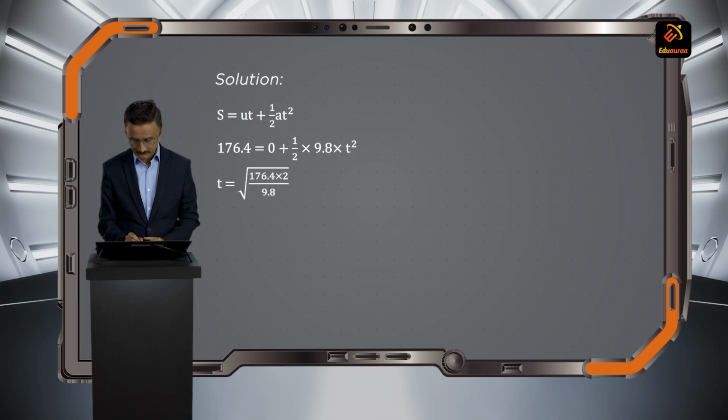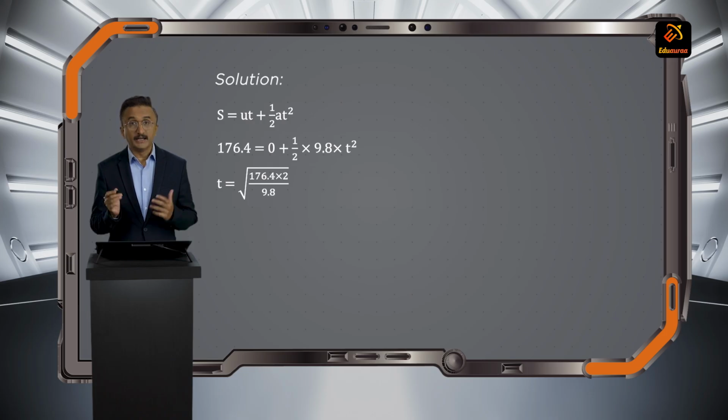Time t. So t is equal to square root of 176.4 divided by 9.8 multiplied by 2. So it is 18. 9.8 multiplied by 18, so it is 176.4. 18 twos are 36. So t is equal to square root of 36. So t is equal to 6 seconds.